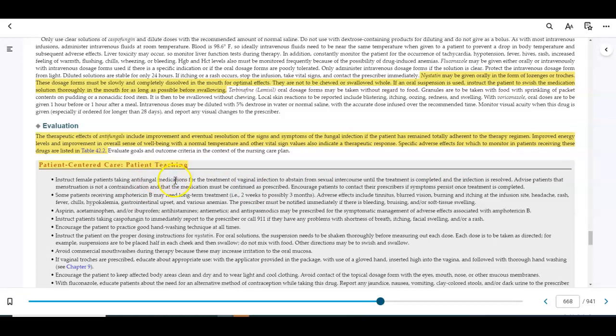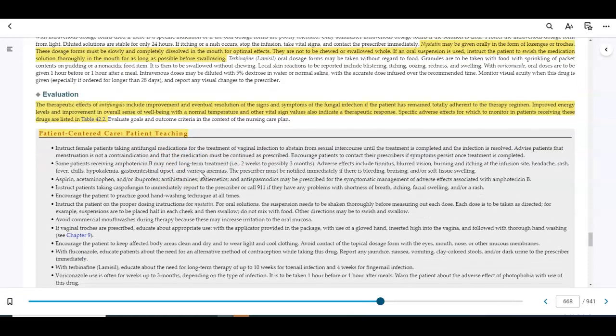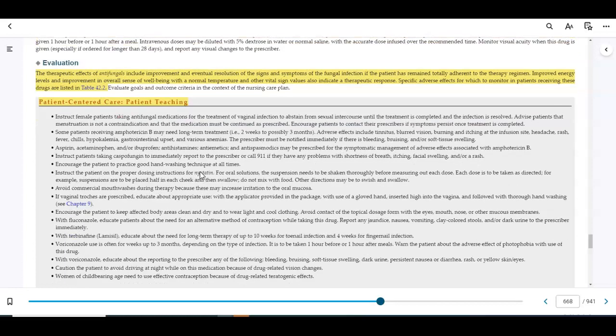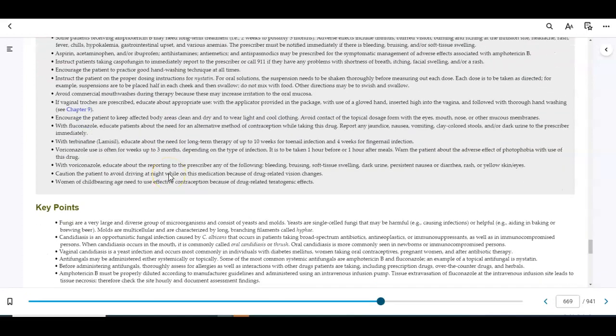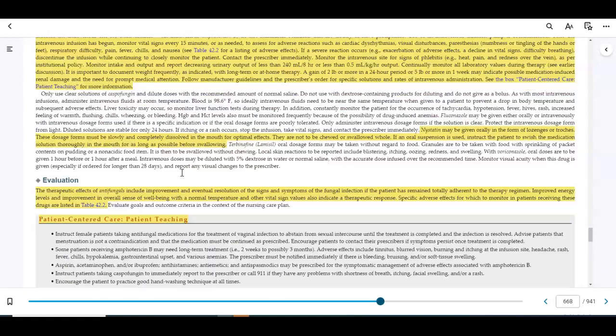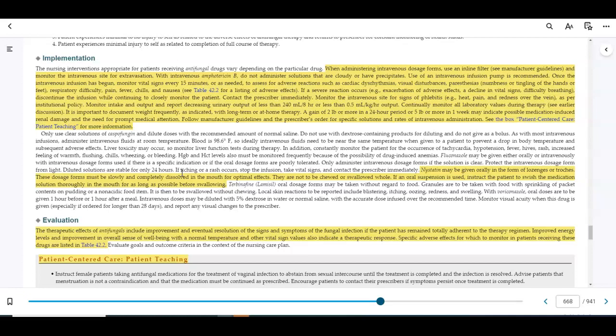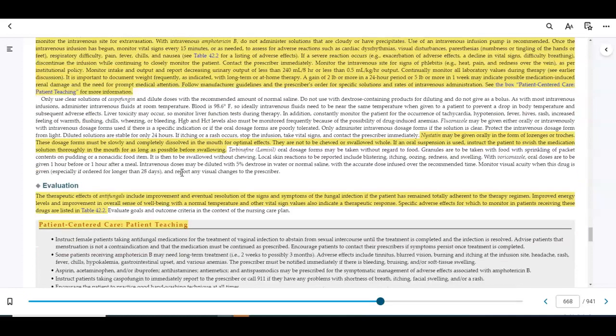Good teaching instructions here, especially when you think about what we're responsible for as the nurse when we're giving our medications, making sure our patients are aware of these patient teaching aspects. This is all on chapter 42. The next video will be for chapter 43.